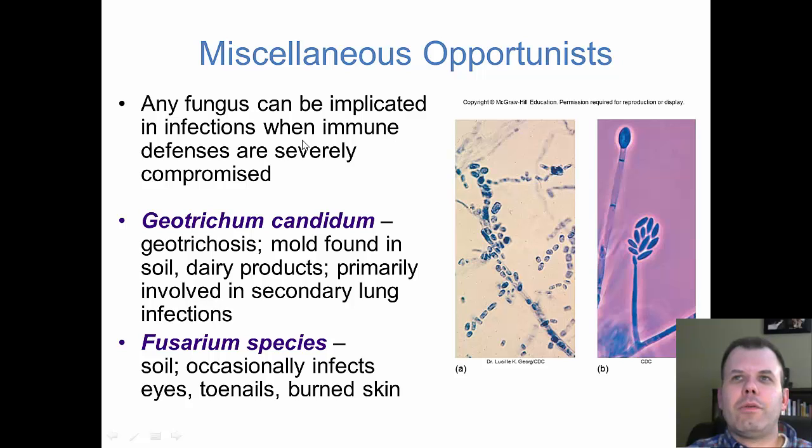Okay, some other miscellaneous opportunists can be implicated with infections when the immune system or defenses are severely compromised. These include Geotrichum candidum, which causes geotrichosis, a mold found in soil and dairy products, primarily involved in secondary lung infections, and Fusarium species of the soil. Fusarium occasionally affects the eyes, toenails, and burned skin, and these are pictures of the two. Again, these cause opportunistic infections by breaking down mechanical barriers. Immune system dysfunction, diseases, and other infections can lead to these types of diseases.